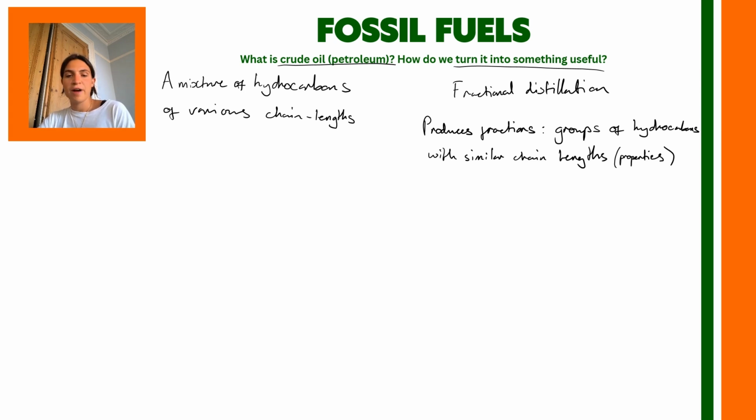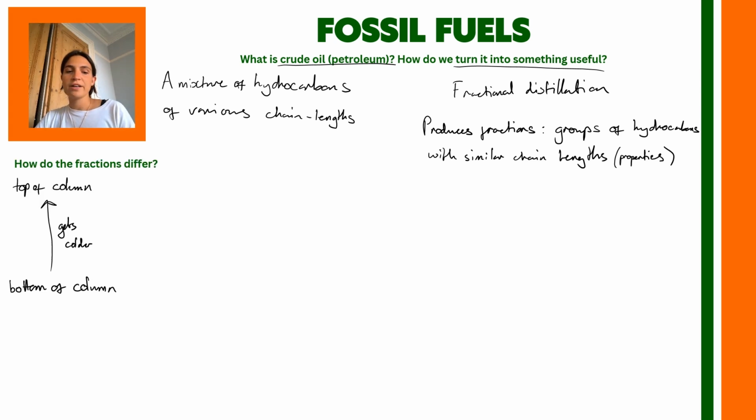And you produce these fractions. These are groups of hydrocarbons that have similar chain lengths. And the reason I need to group them into these similar chain lengths is because a similar chain length gives me similar properties. So how do the fractions differ?